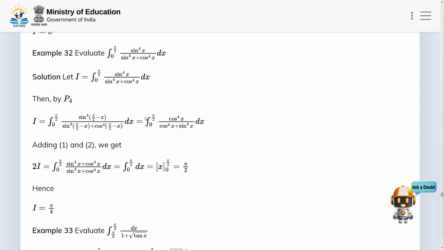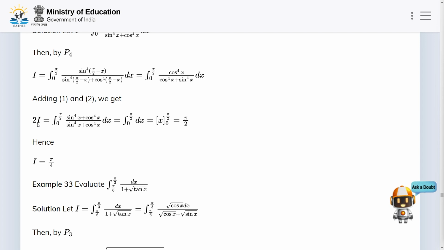Okay, now add them. You will get twice capital I equal to the definite integral from 0 to pi by 2 of (sine power 4 x plus cos power 4 x) divided by (sine power 4 x plus cos power 4 x) dx, which means the definite integral from 0 to pi by 2 of dx, which can be rewritten as x.